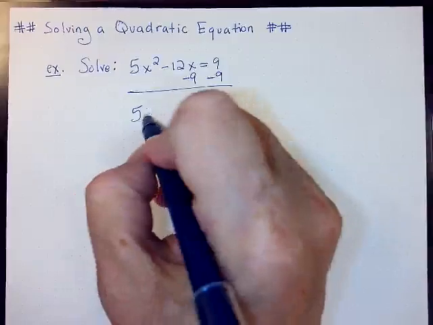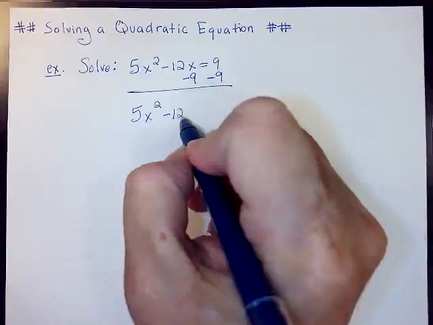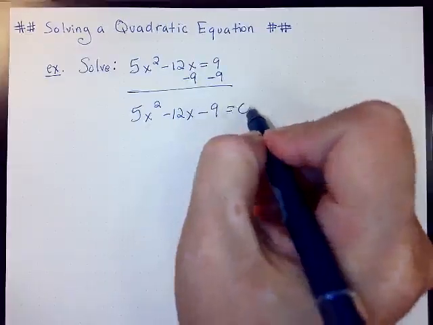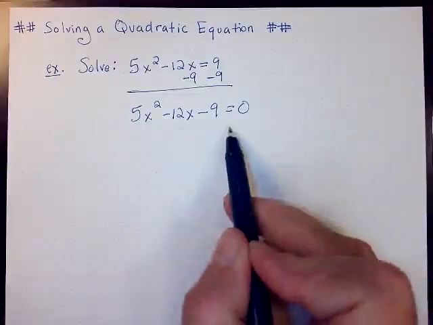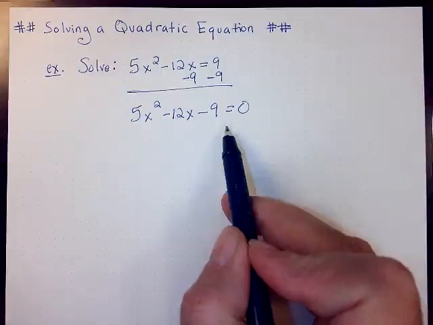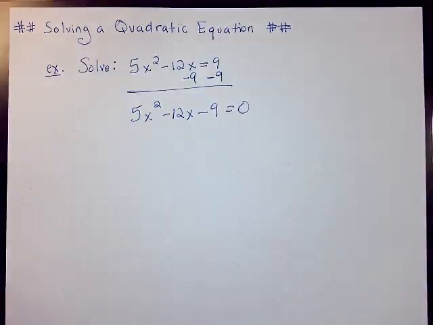That leaves me with 5x squared minus 12x minus 9 equals 0. The left side is in descending order, and we want to make sure that we do that whenever we rewrite this after moving the 9 over. Now we're going to factor by grouping.